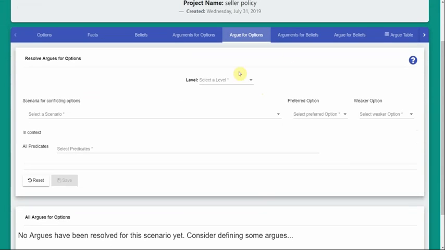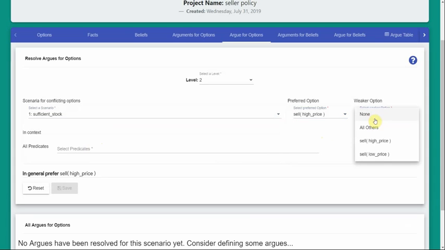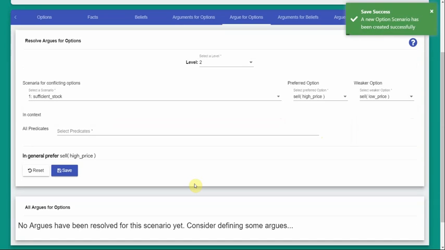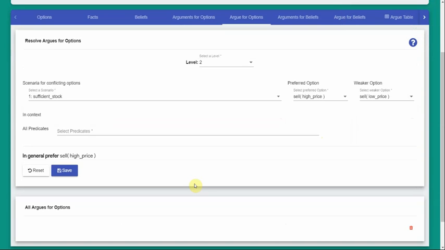All right. So I'm going at the second level. It's a starting level because the object level rules, the ones that unlock the options, are considered to be at the first level. So now here I have the sufficient stock scenario. So when someone comes to buy something and I have it in my stock, I will prefer to sell at high price. So I prefer high price over low price. I see it written here, so I save. This, what we call, is a default preference for this scenario. So I have a default preference for selling high over low. You see it down here.